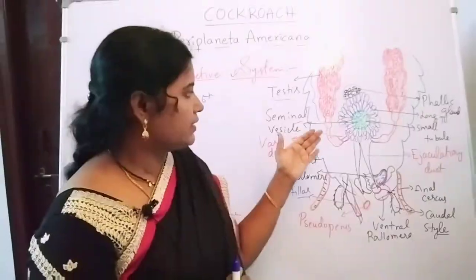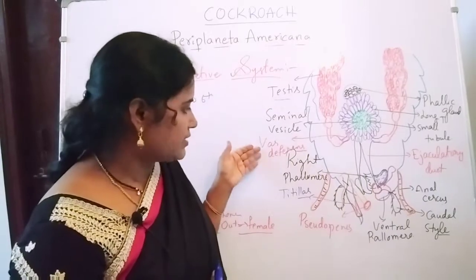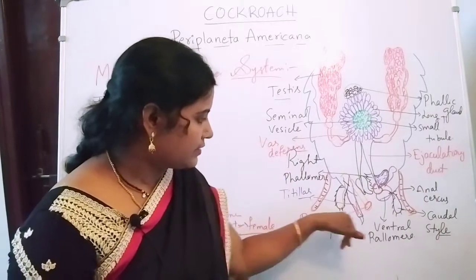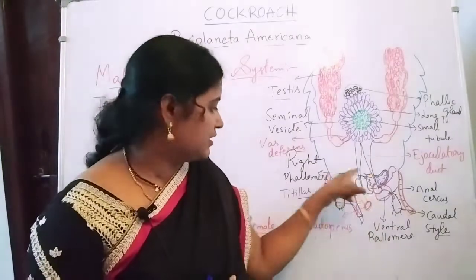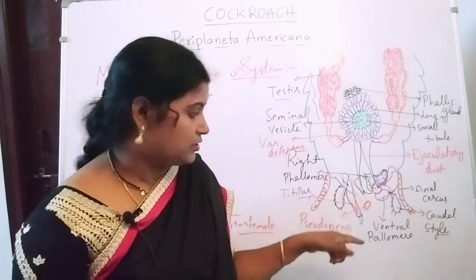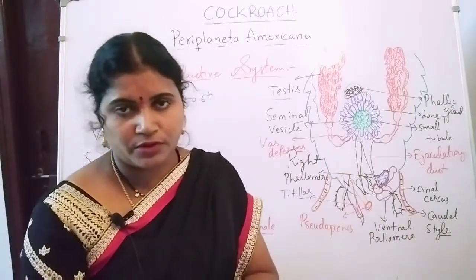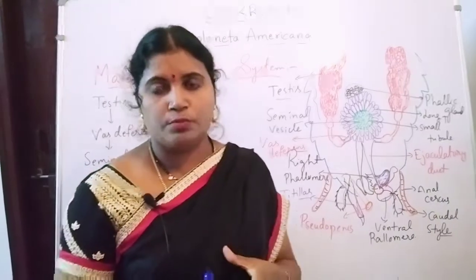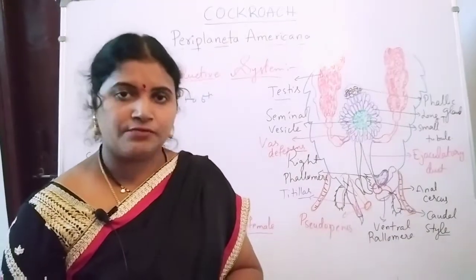Once look at the diagram. Here we have all the parts of the male reproductive system: testis, seminal vesicles, vas deferens, and phallomere structures. Here are the phallomeres, and they are of two types. One is present on the right side, that's why it is the right phallomere, and the other is the ventral phallomere. Both play a very important role during copulation, and they also cover the gonopore, that's why it is the gonapophysis. This gonapophysis is also known as the phallomeres.